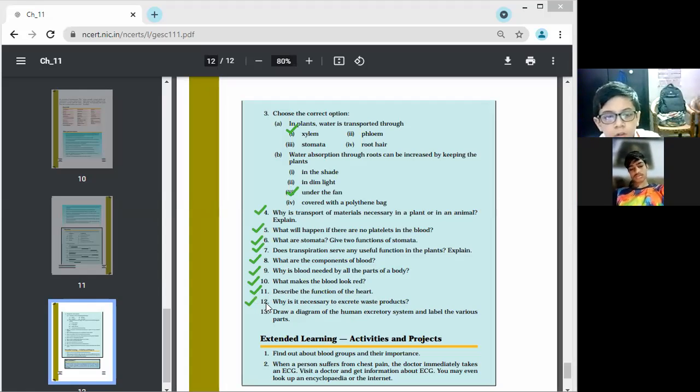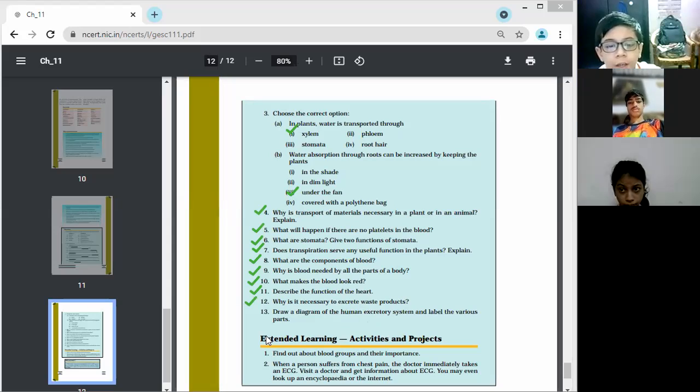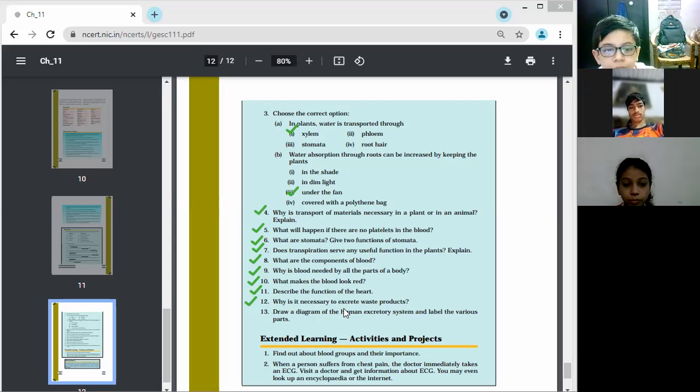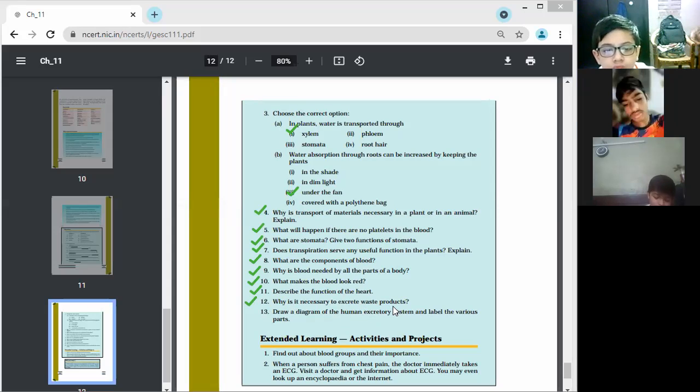Next question number 12, Mukul Jain. Why is it necessary to excrete waste products? Okay, ma'am. When our cells perform their functions, certain wastes are released. These are toxins. Hence, it is necessary to excrete the waste produced. Okay. So children, what will happen if the waste products are not excreted from our body? The waste will accumulate in the body. And waste is very toxic, so that person can even meet with death.